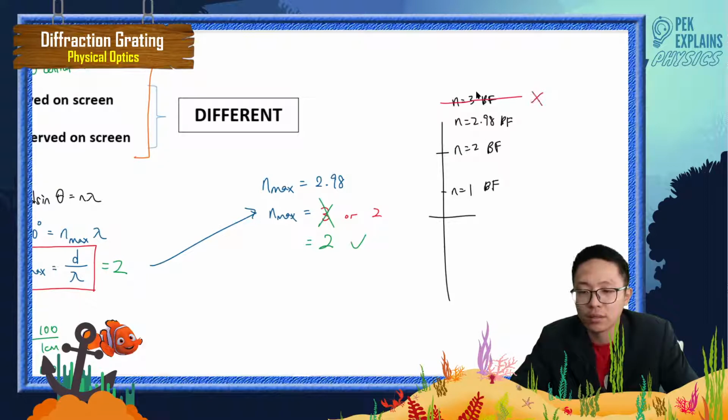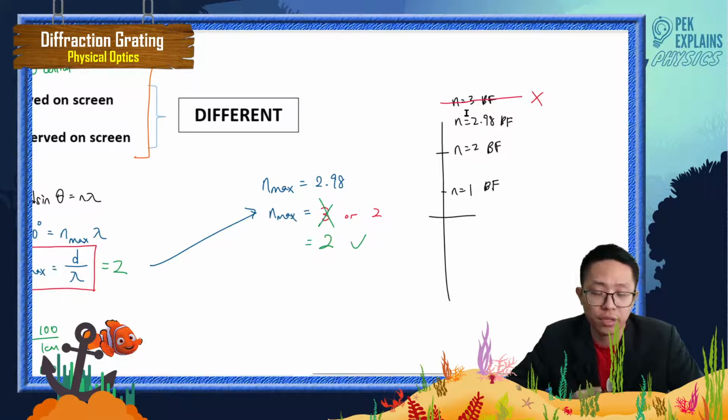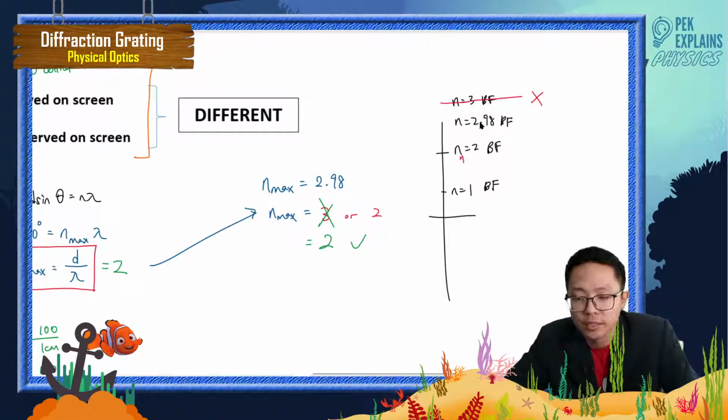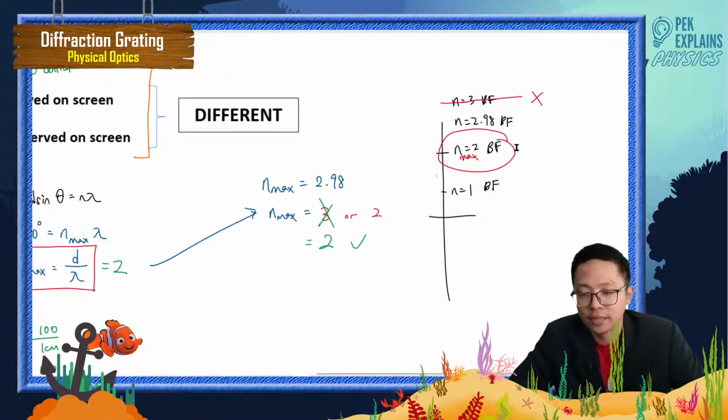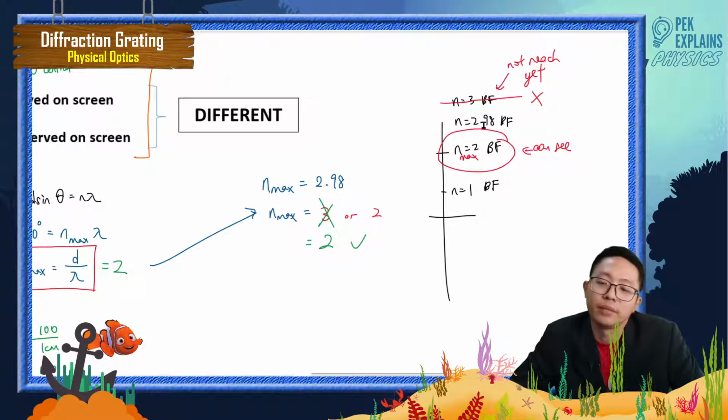So you cannot write n equal to 3, although if you round it up you get 3, but it doesn't reach there yet. What you can see is just this one. This is the maximum order. You can see only this one. You can see this one, but this one has not reached yet. Not reached order 3 yet, because 2.98 has not reached 3 yet. So the answer is not 3. The answer is 2. You can see only 2.